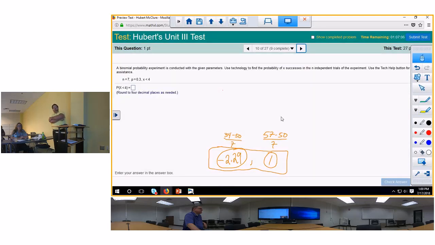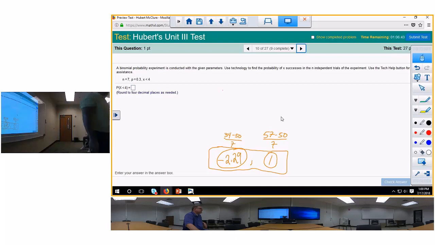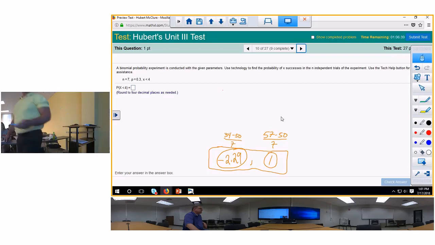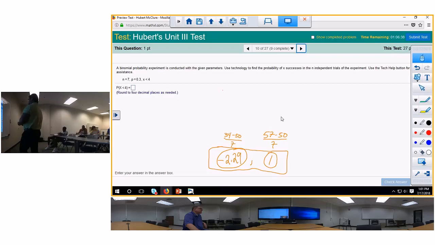Oh, NPX. This is when you're given N, P, and X. If you're given N, P, and X, that's when you use that in the calculator and you type in N, comma, P, comma, and X. Now, what does this one say? X is less than 4. So what do we do when X is less than 4? That means it's what? Draw it on the number line.